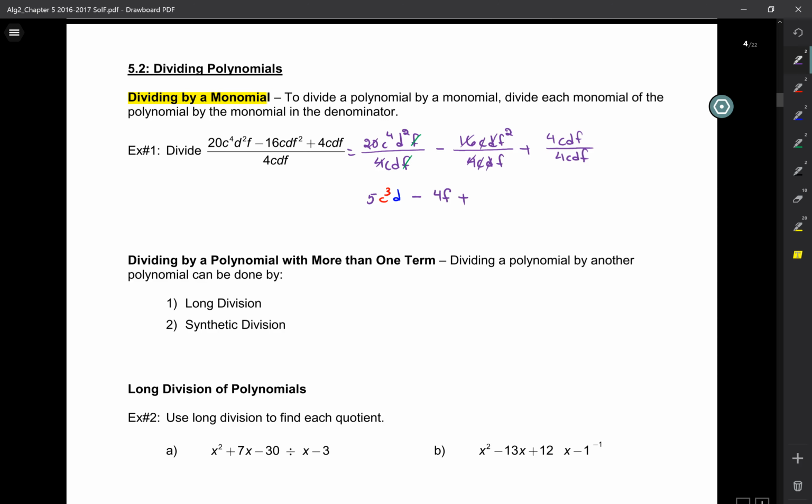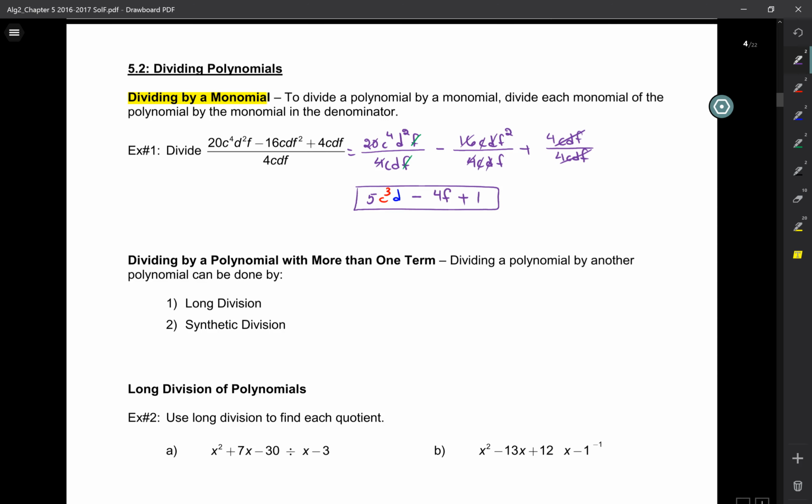Plus. Okay, so nothing or 1, right? Everything on top cancels with everything on the bottom, so I just put a 1. Most common mistake is when students cross everything out, they just leave it blank, and they don't put the 1 there. So watch out for that. All right, and that's your final answer there.